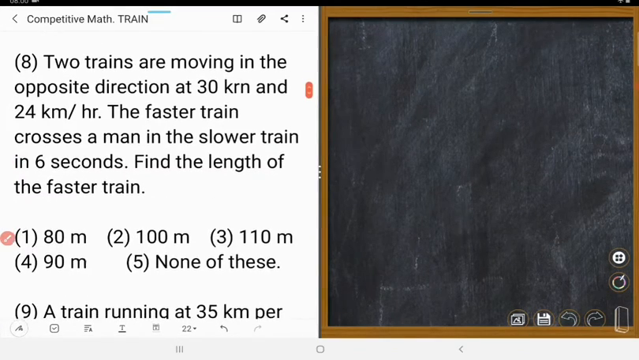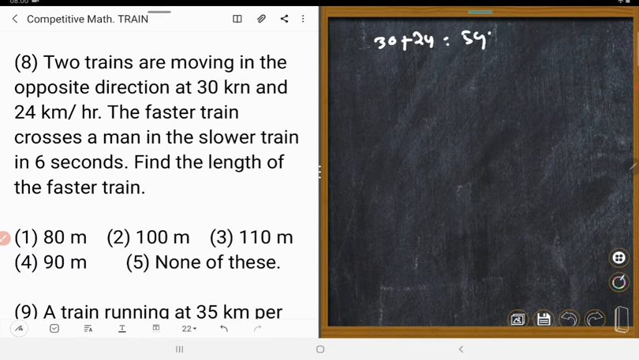Next one is, two trains are moving in the opposite direction at 30 km and 24 km per hour. The faster train crosses a man in the slower train in 6 seconds. Find the length of the faster train. So this is also like number 8. Could you understand? They are in opposite direction. Their relative speed is equal to 30 plus 24 is equal to 54 km per hour.